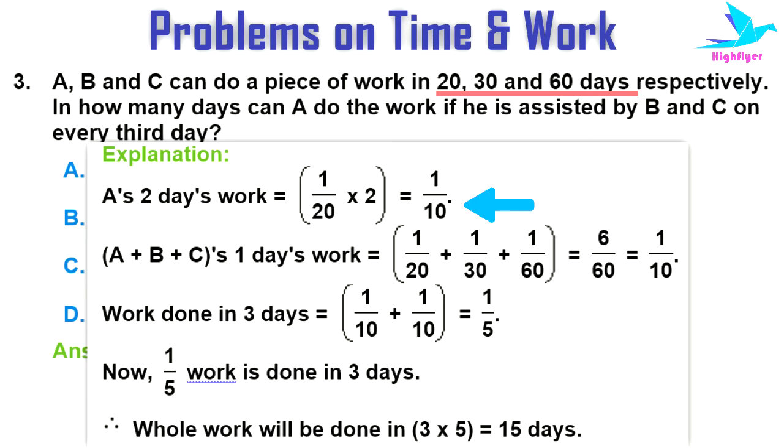As A can do the work in 20 days, A's 2 day work equals 1/20 into 2, that is equal to 1/10. A, B and C's combined 1 day work equals 1/20 plus 1/30 plus 1/60, that is equal to 6/60 or 1/10. So work done in 3 days equals 1/10 plus 1/10, that is equal to 1/5. So to complete 1/5 of the work, it requires 2 days from A and 1 day combined from A, B and C. So 1/5 work is done in 3 days. So the whole work will be done in 3 into 5, that is equal to 15 days.